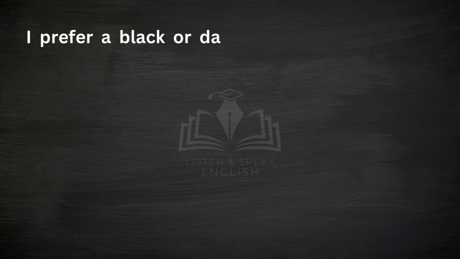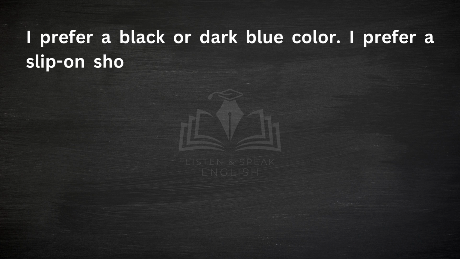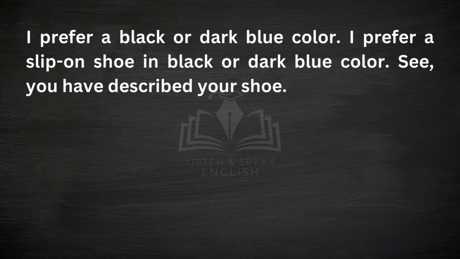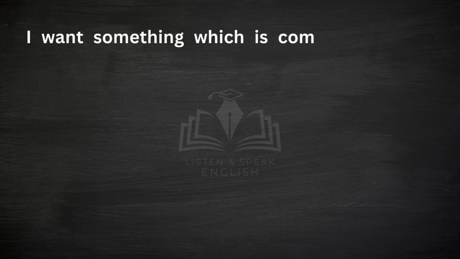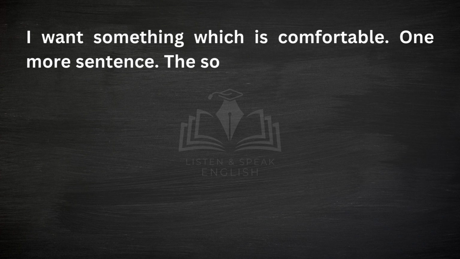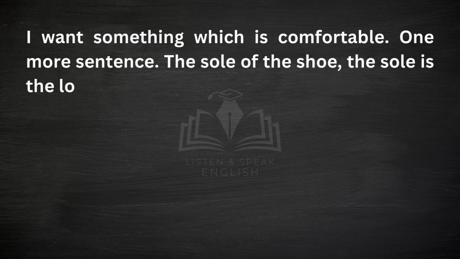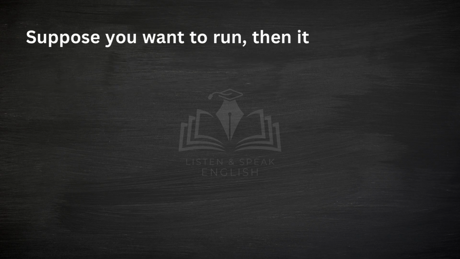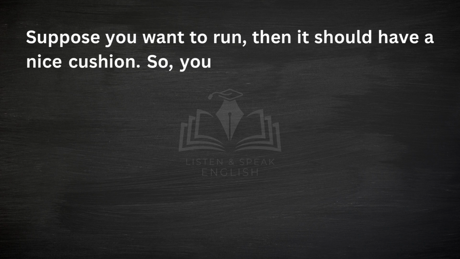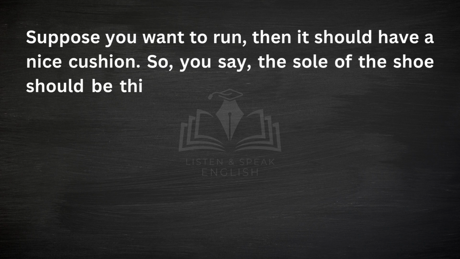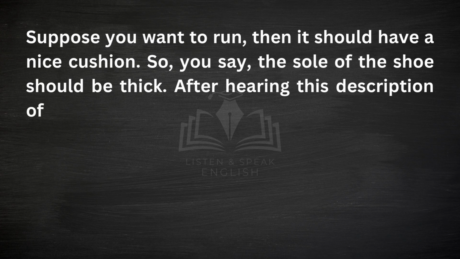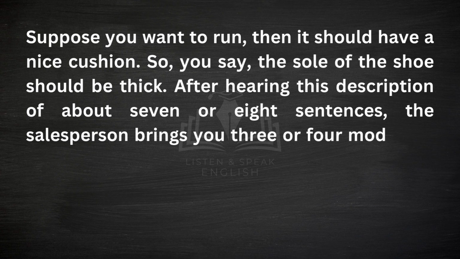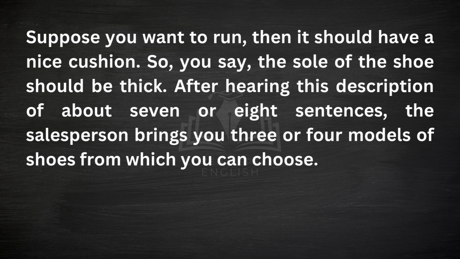I prefer a black or dark blue color. I prefer a slip-on shoe in black or dark blue color. See, you have described your shoe. I want something which is comfortable. 1 more sentence. The sole of the shoe, the sole is the lower part, should be thick. Suppose you want to run, then it should have a nice cushion. So you say, the sole of the shoe should be thick. After hearing this description of about 7 or 8 sentences, the salesperson brings you 3 or 4 models of shoes from which you can choose.